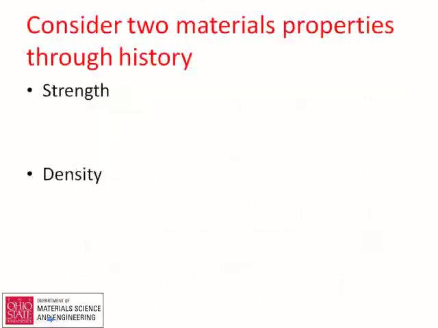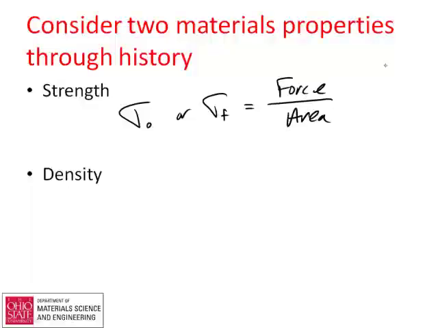So I'm going to consider two specific properties and link this together with other things in this lecture, what products are available and logarithmic scales. So the two I'm going to talk about, one is strength, and strength we'll often put something like yield strength or failure strength on there. And usually what we're talking about is force per area as a strength.